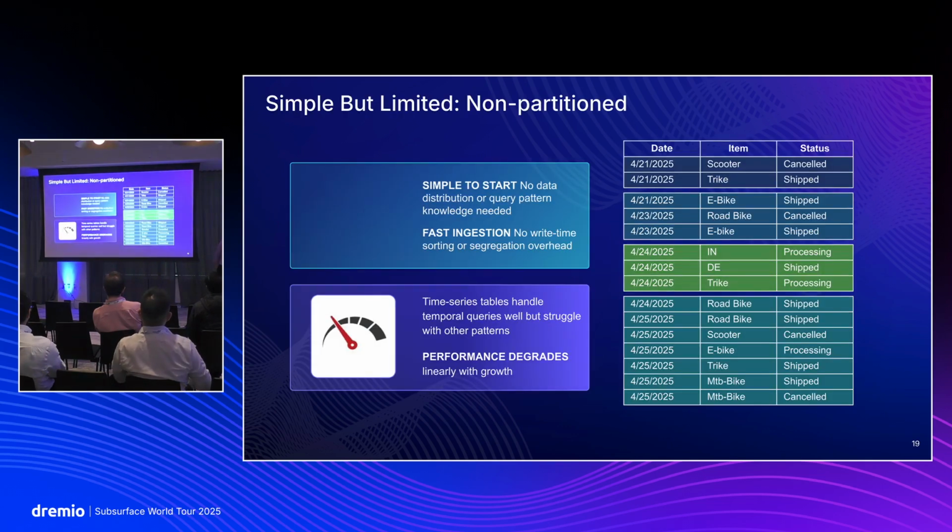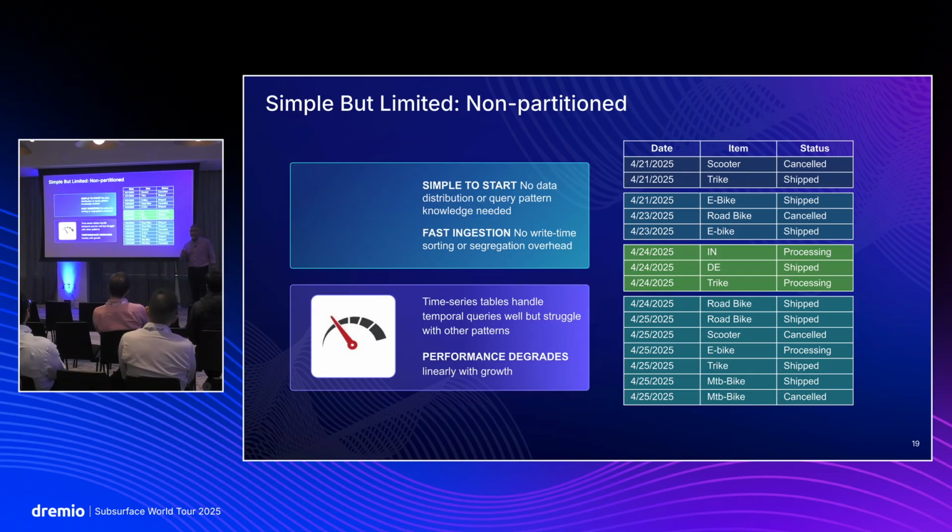But before I talk about clustering, I want to talk about what historically were our options. The first thing is a non-partitioned table. That means you just create a table without any partitioning. It is simple, easy to create. You don't have to do any guesswork. You don't need to know about your data. You don't need to know about your query patterns. It's the best and easiest way to start.